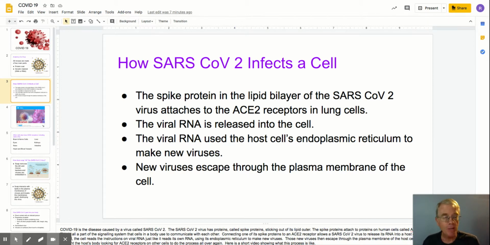So this is just the same process that the cell goes through with its own RNA, but in this case, it's taken the viral RNA and it's using it, and it's creating viruses instead of the parts that it would use to carry out its own cell functions or to copy itself as a cell. Once those viruses have been made, they escape through the plasma membrane of the cell.